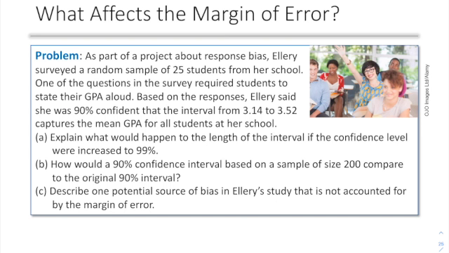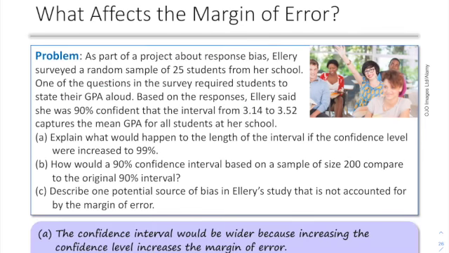So as part of a project about response bias, Ellerly surveyed a random sample of 25 students from her school. One of the questions in the survey required students to state their GPA aloud. Based on the responses, Ellerly said she was 90% confident that the interval from 3.14 to 3.52 captures the mean GPA for all students at her school. So explain what would happen to the length of the interval if the confidence level were increased. How would a 90% confidence interval based on a sample of size 200 compare to the original 90% interval? And describe one potential source of bias.